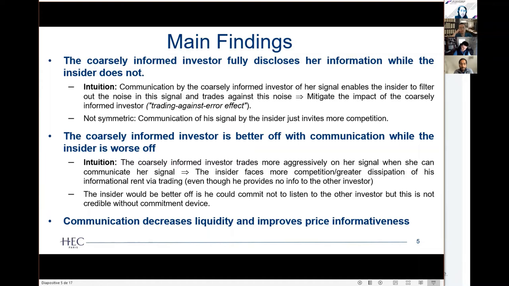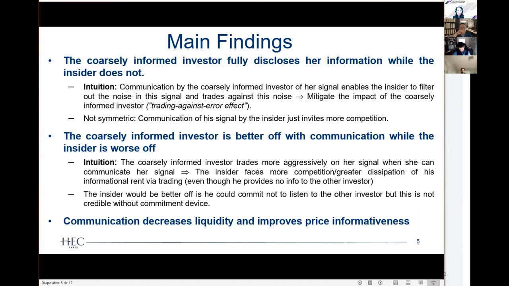And the reason is that the more informed guy is going to trade against the noise in the signal of the less informed guy, and that's going to give the possibility for the less informed guy to impact the market less. And so that's going to incentivize the less informed guy to trade even more aggressively on his fundamental information. And so that creates more competition between people with fundamental information. And the most informed guy does not like that. So that's a very nice intuition.